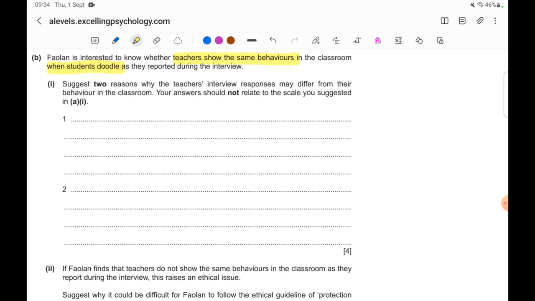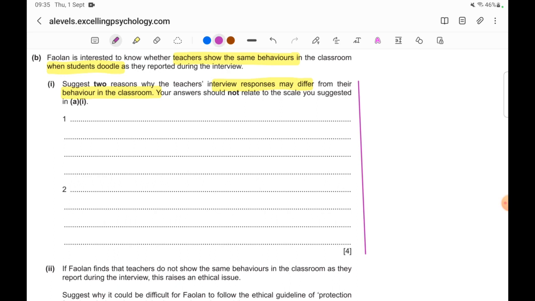Now what they've asked is to suggest 2 reasons why the teachers' interview responses may differ from their behavior in the classroom. Your answer should not relate to the scale you suggested. They are not telling you that it need not relate to the scale; they are saying it should not. So don't talk about how objective the scale is or, like we just discussed, limited range. Though those answers are correct, right now they're looking for more variety in our answers.